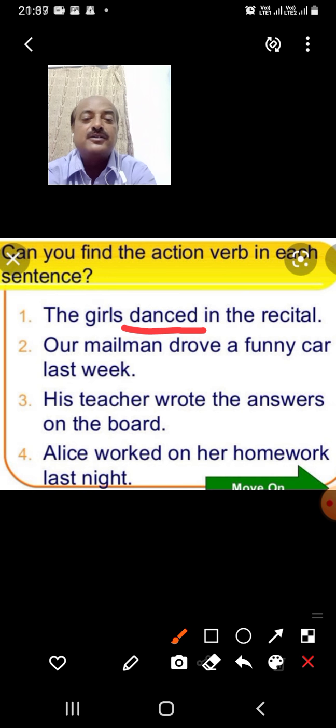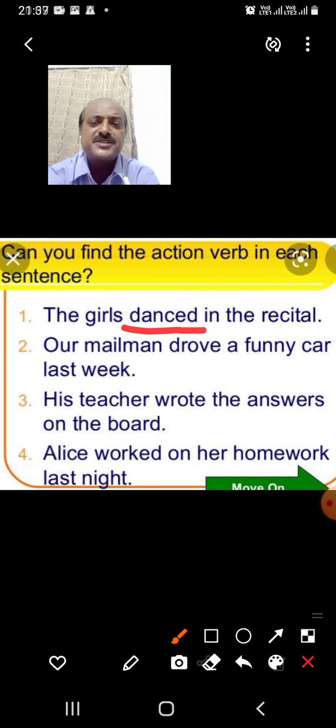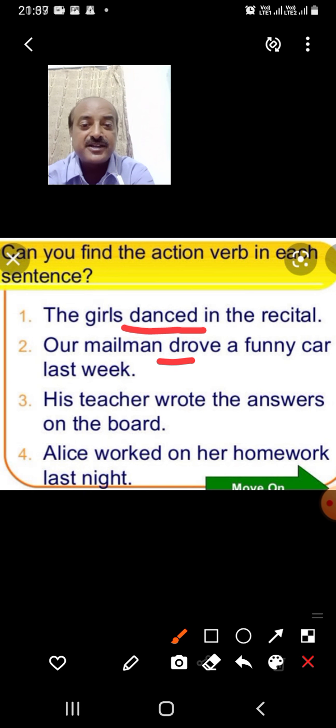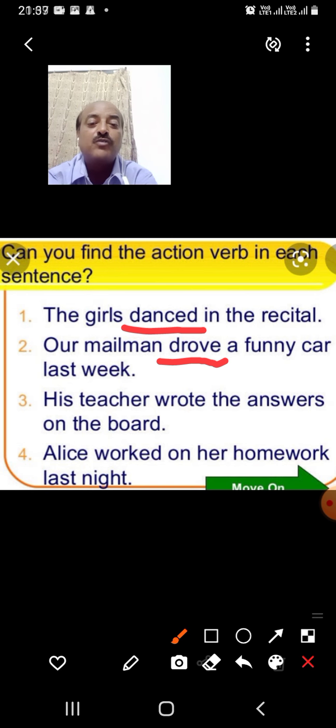Our milkman drove a funny car last week. So what is the verb in this? What action is being done here? Our, no. Milkman, no. Milkman is a noun. Drove, yes. Some action is being done here by the milkman. Drove a funny car last week.